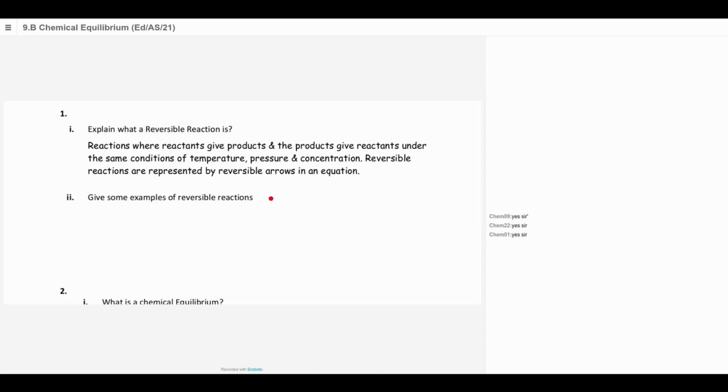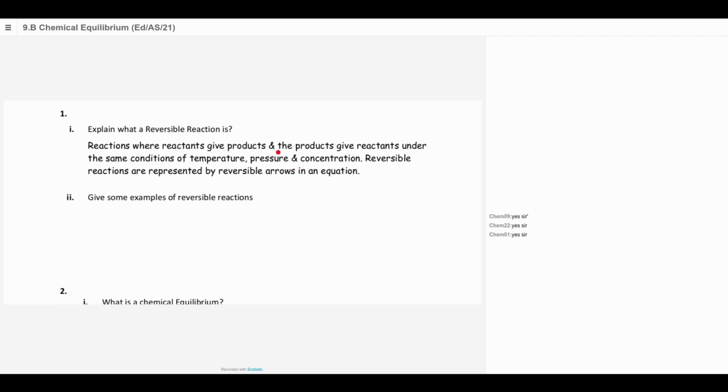Equilibrium is a state of balance in which the rate of the forward reaction equals that of the backward reaction at constant temperature, pressure, and concentrations. So these factors of temperature, pressure, and concentrations should be kept constant to maintain the system at equilibrium.